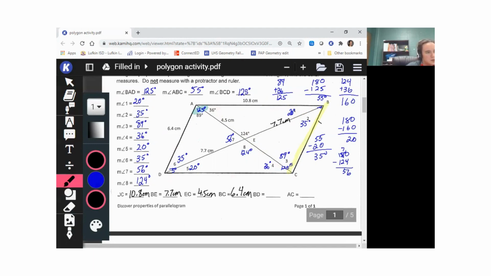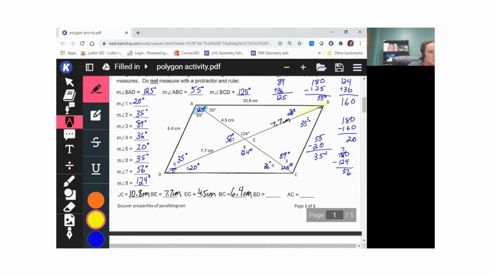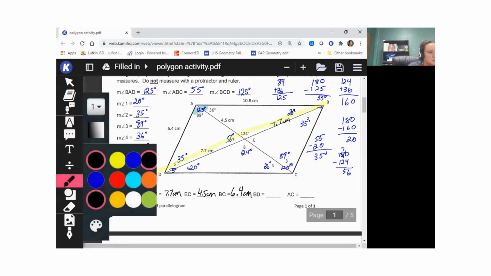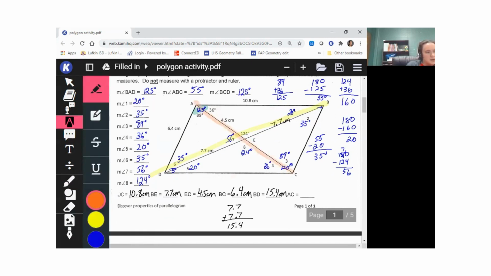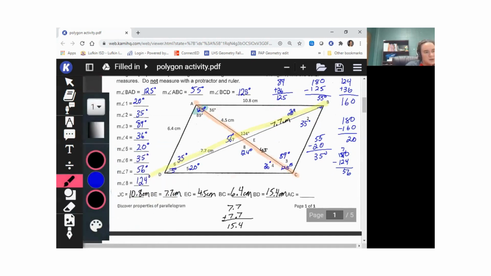Then we're looking for BD, which is from corner to the opposite side. We've got 7.7 and 7.7. When you add it together, you get 15.4 centimeters. And then last up on this one, we're looking for AE, which is all the way across, 4.5 and 4.5 gets us 9 centimeters.